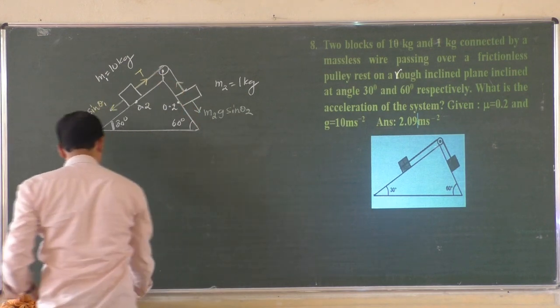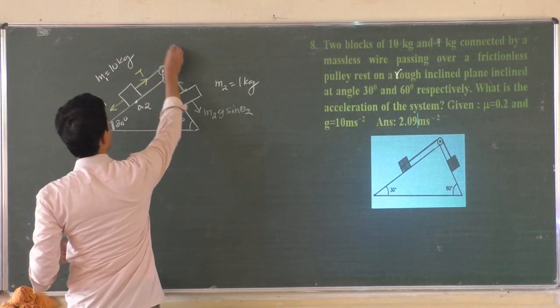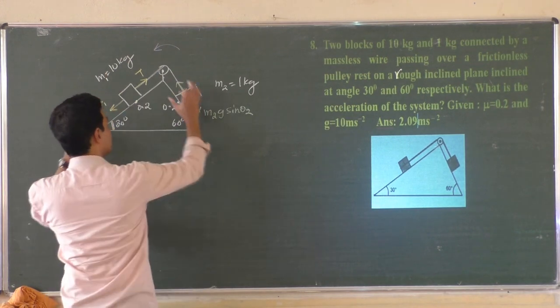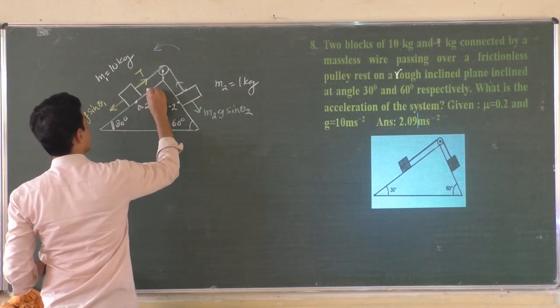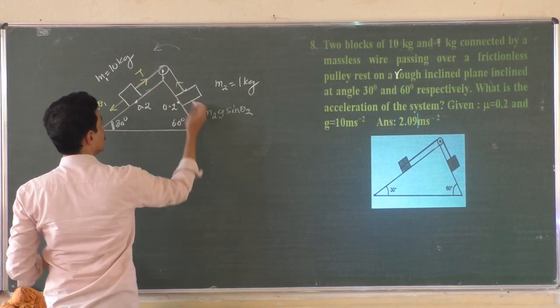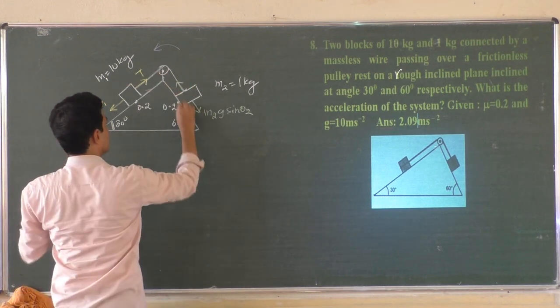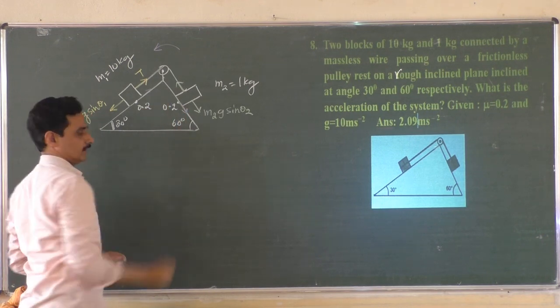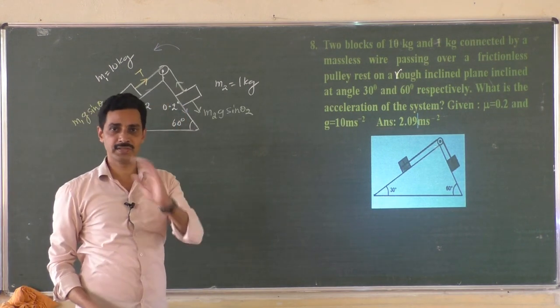Suppose, let us assume that the system is moving like this. If it moves like this, the frictional force of this should be like this. This one goes upward, then the frictional force will be like this. The frictional force appears in the opposite direction of acceleration. It is opposite to the final acceleration.